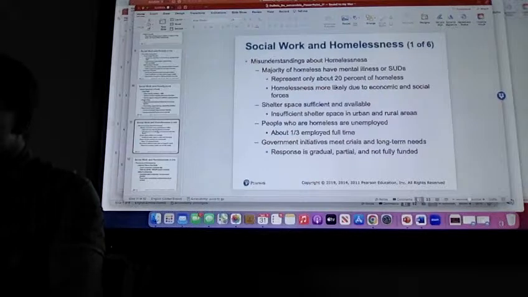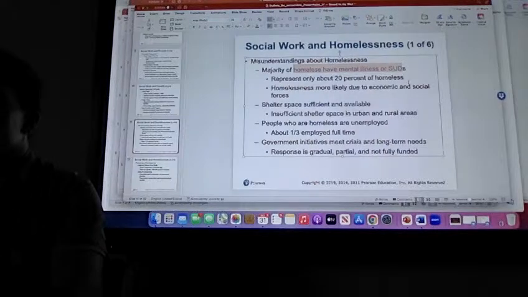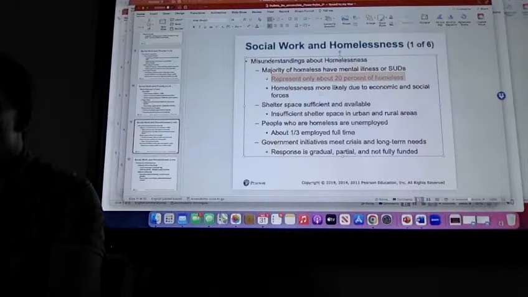The majority of homeless have a mental illness or substance use disorder, so drugs, alcohol, or something of that variety. They represent about 20% of the homeless. Homelessness is more likely due to economic and social forces.